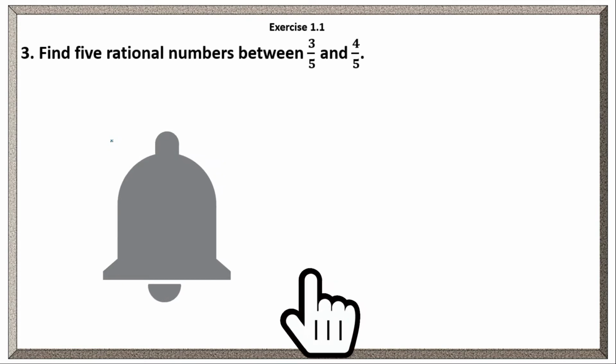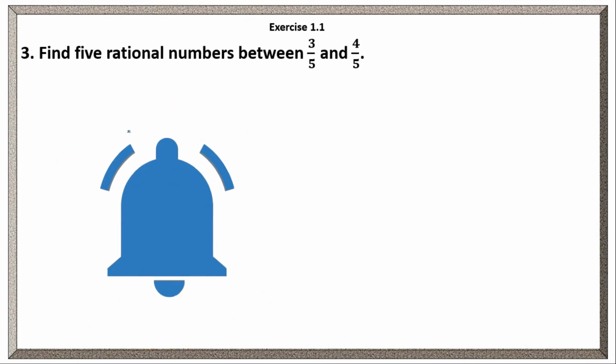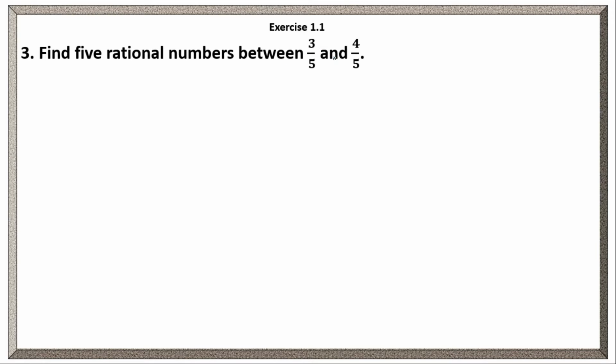Let's see third problem. Find 5 rational numbers between 3 by 5 and 4 by 5. Here we have 2 rational numbers, 3 by 5 and 4 by 5. In between these two rational numbers, how many rational numbers we need to find? 1, 2, 3, 4, 5. 5 rational numbers we need to find. So here n value is 5, as he is asking us to find 5 rational numbers. Clear? Now we have to multiply and divide with n plus 1, right? That means 5 plus 1 is equal to 6.